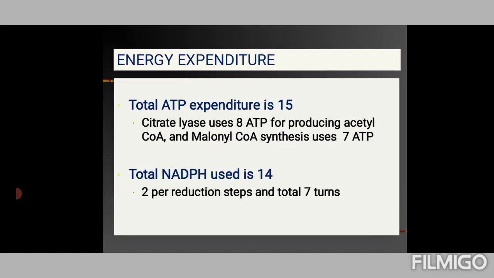And further 15 ATP are also used up, 8 during the process of citrate lyase catalysis. That is, citrate is converted to acetyl coenzyme A and oxaloacetate in the presence of ATP dependent citrate lyase, which uses 8 ATP for 8 acetyl coenzyme A molecules. Also 7 ATP are used in 7 cycles of production of malonyl coenzyme A. So this is the committed step, that is carboxylation of acetyl coenzyme A to give malonyl coenzyme A, during which ATP is utilized. And this we have obviously already discussed.